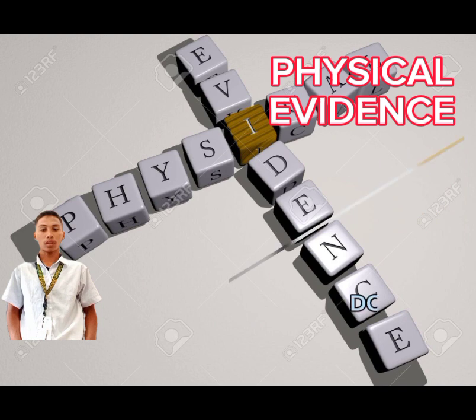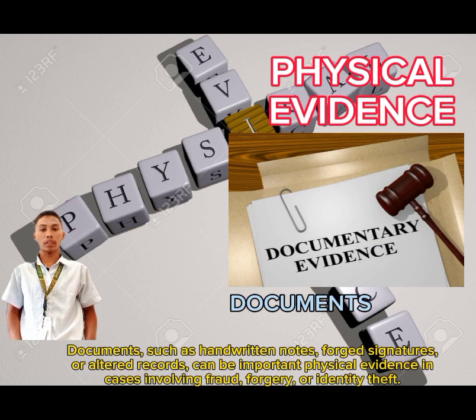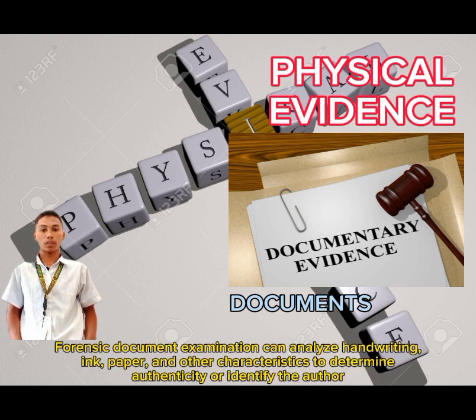Number 6. Documents. Documents such as handwritten notes, forged signatures, or altered records can be important physical evidence. In cases involving forgery or identity theft, forensic document examination can analyze handwriting, ink, paper, and other characteristics to determine authenticity or identify the author.